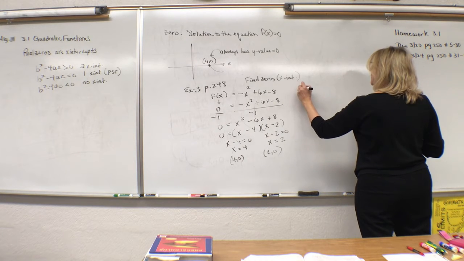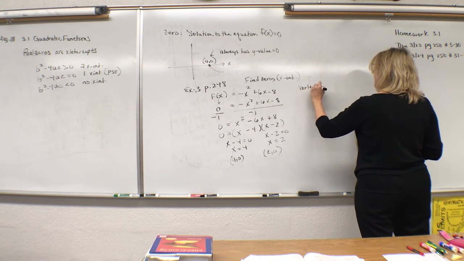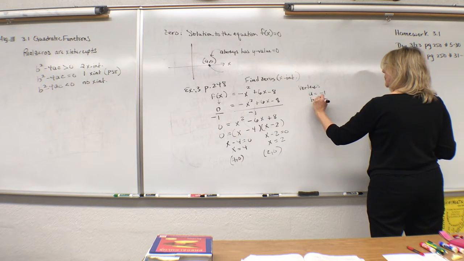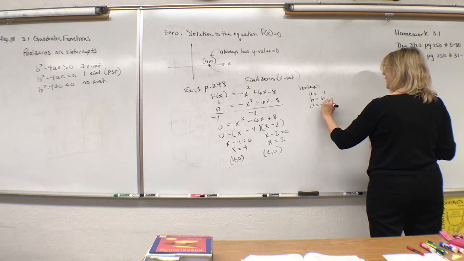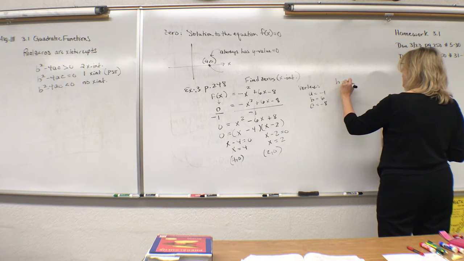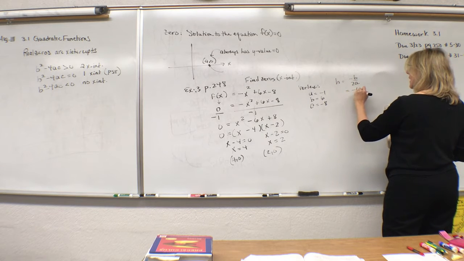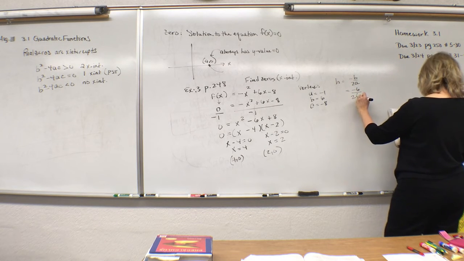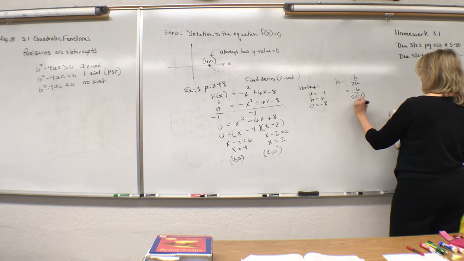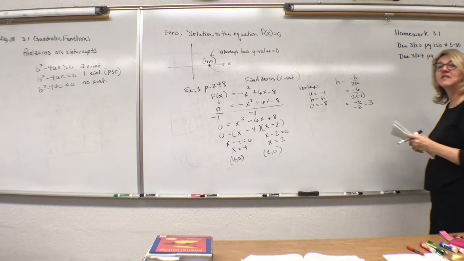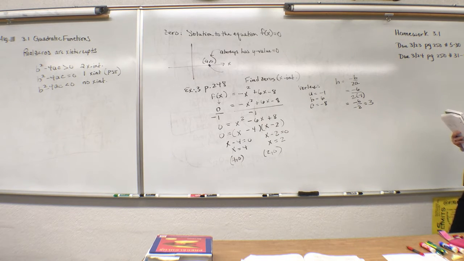Let's use the vertex form to find the vertex. So we've got a equals negative 1, b equaling 6, and c equaling negative 8. Well, h is going to be the opposite of b over 2a. So that's going to be negative 6 over 2 times negative 1. Well, that's negative 6 over negative 2, therefore h is 3. That's the x value of the vertex. It also tells me that the line of symmetry is going to be x equals 3.